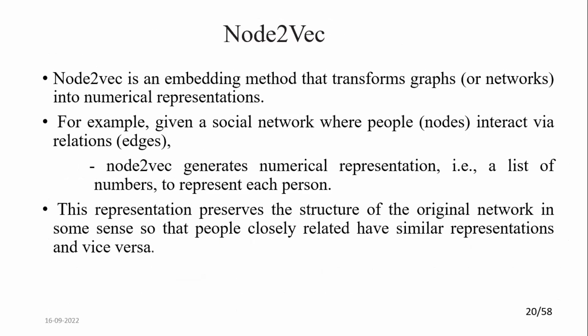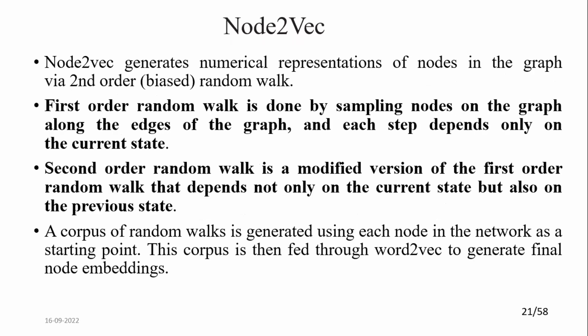This network generates a numerical representation. For example, if nodes are different persons, we can use it to check whether there is a connection between two nodes. So it is an embedding method that transforms the graphs into the corresponding numerical representation.